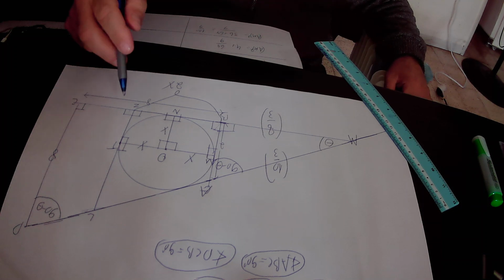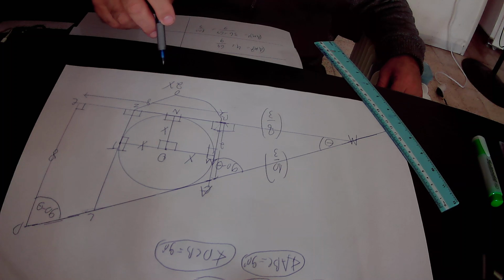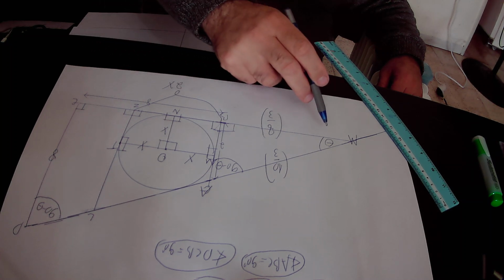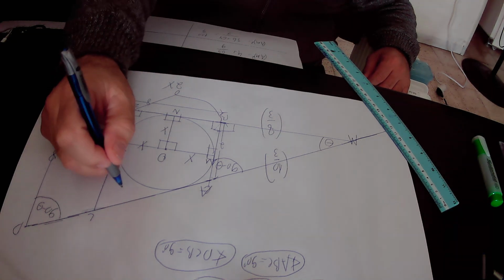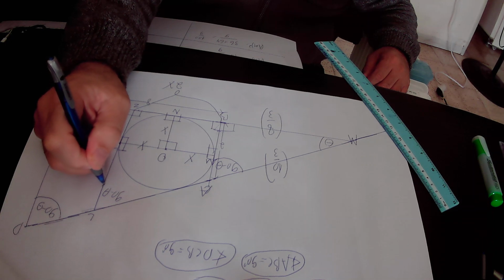We'll focus on the right triangle LZM. In the right triangle LZM, this angle equals 90 degrees, this angle equals theta, therefore the missing angle here must be equal to 90 degrees minus theta.